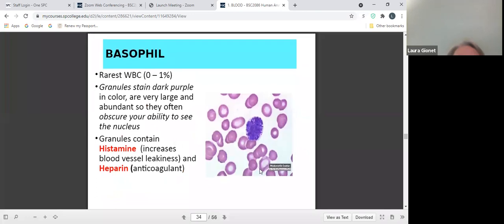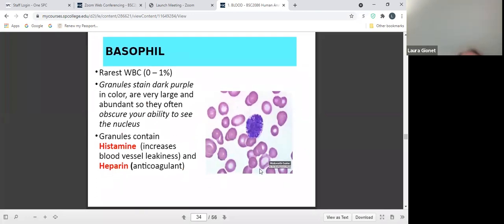Then we have basophils. Basophils are the most infrequently occurring. It's normal to have 0 or 1% basophils. Either absolutely none that you'll see in 100 white blood cells that you count, or maybe one will be a basophil. When you're doing a microscopic evaluation of blood, it's easy to confuse a basophil with a lymphocyte, and I'll show you that in just a minute.